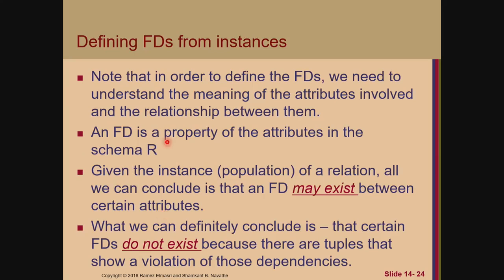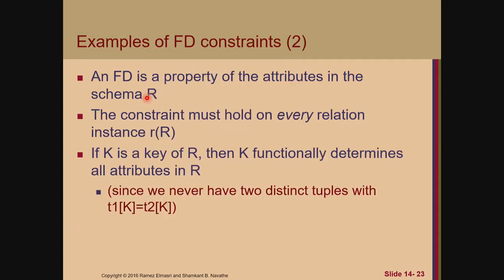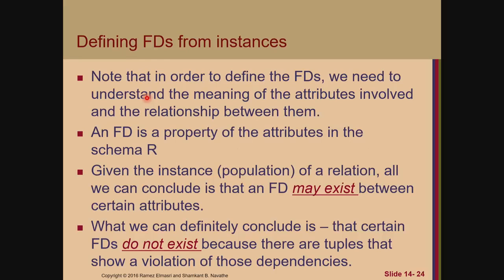So when you have the information about the relation, you have to define the functional dependencies from the instance. Here we try to define the functional dependency. We need to understand the meaning of the attributes involved and the relationship between them. And a functional dependency is a property of attributes in the schema R. When you get a relation with a lot of columns, you have to know which one is the key, and this key determines the other ones, right?